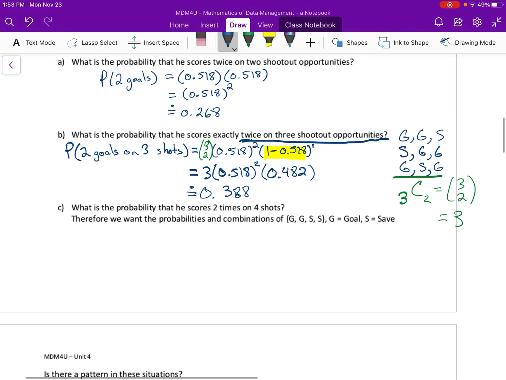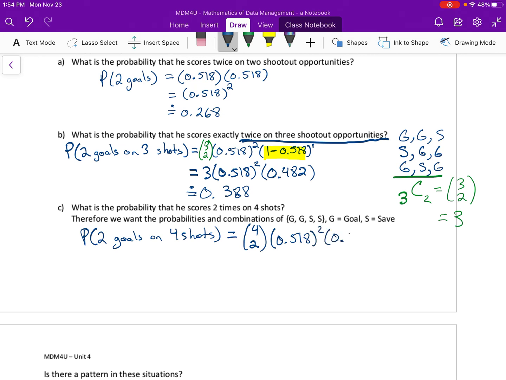on 4 shots? Again, we still need to include all of the different arrangements here of 2 goals and also 2 saves from the goalie. And so this is what we want to include. So I got the probability of 2 goals on 4 shots. And this is where I want to include my combinations of 4 choose 2. And notice here I've got 0.518 squared, and then my probability of not scoring also squared because it's twice. And so this works out to approximately 0.374.